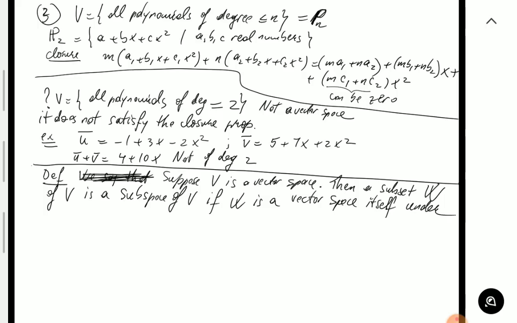Under the same operations of V. In the beginning, when you study vector spaces, again, this definition doesn't seem like much, but it's actually crucially important, really, really important. And why is that the case?